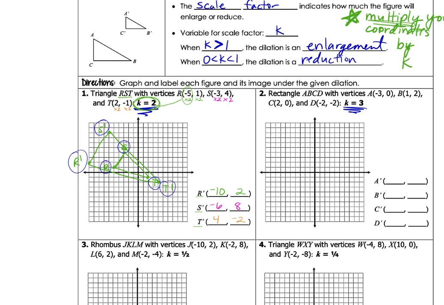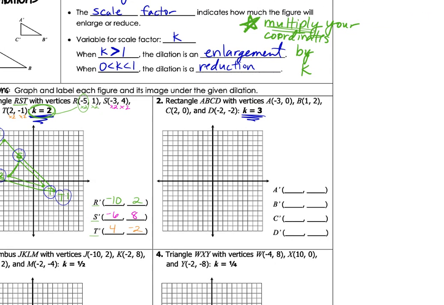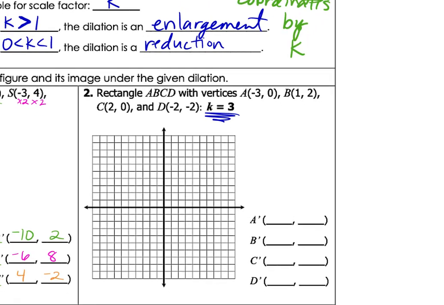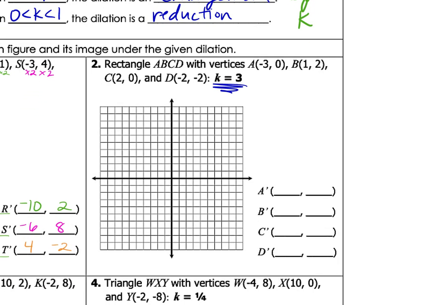All right, so look at number 2. Should this be an enlargement or a reduction? It should be an enlargement. We're not going to graph this one. We're just going to find the points. What would a prime be? -9 what? 0. Okay, so we take a.